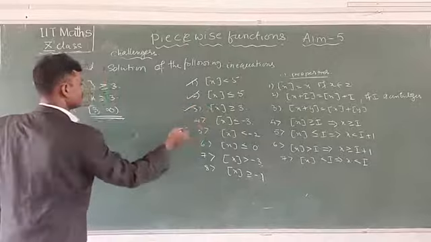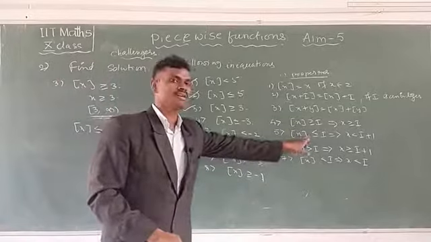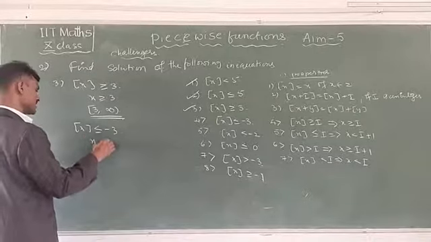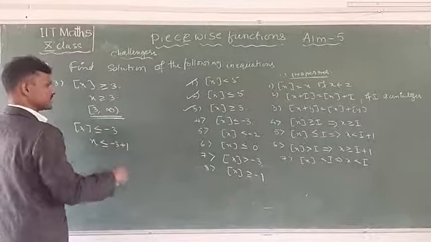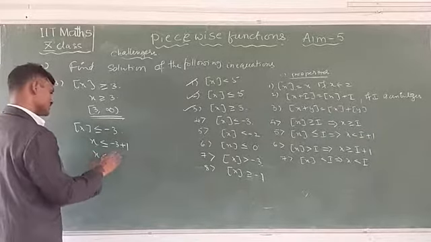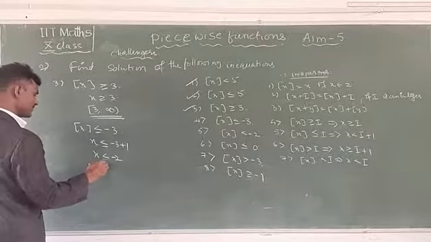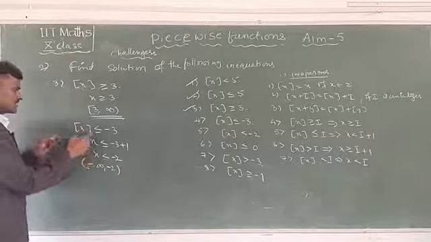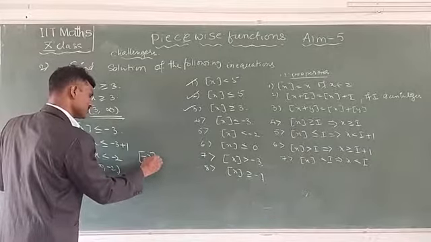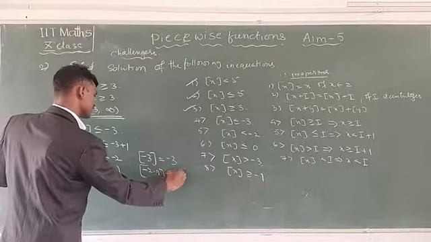Next, the fourth one: floor of x is less than or equal to minus 3. Floor of x less than or equal to an integer means x is less than integer plus 1. So x is less than minus 3 plus 1, that is x is less than minus 2. Is this correct or not? Minus infinity to minus 2. Floor of minus 3 is minus 3, and floor of minus 2.9 is also minus 3.